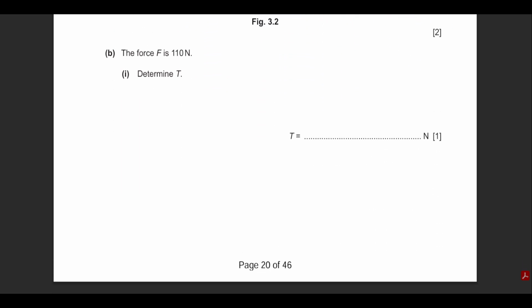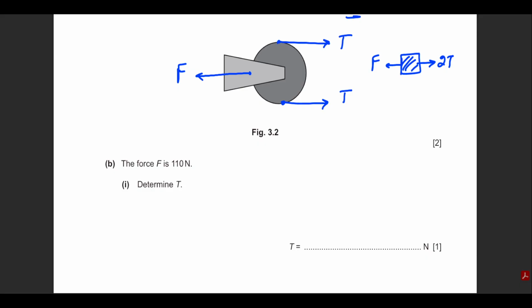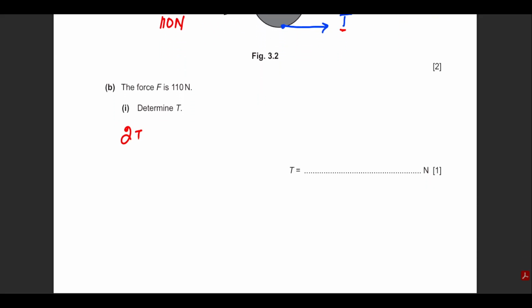So he says the force F is 110, determine T. If this is 110, then what is T? 2 times T is equal to F. So this is 2T equals F. 2T equals 110. So T equals 55 newtons.